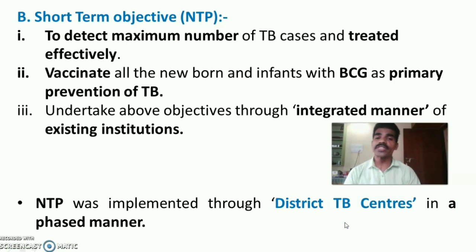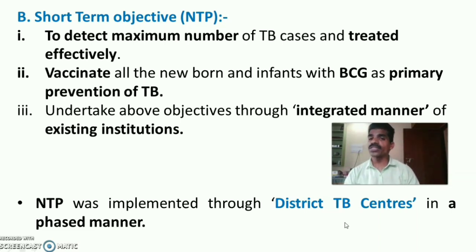The short-term objectives of the National TB Program were, first, to detect the maximum number of TB cases in the country and treat them effectively with the short course treatment. Then, vaccinate all newborns and infants with the BCG vaccine as primary prevention of TB.